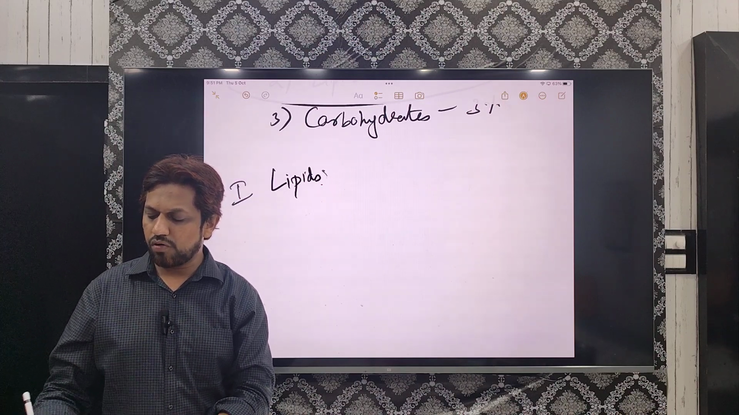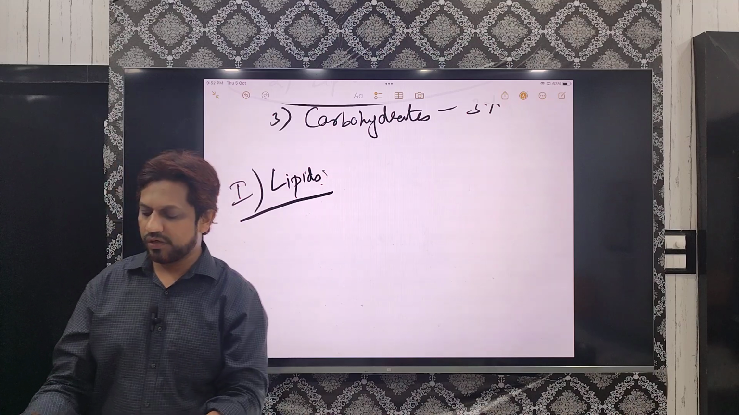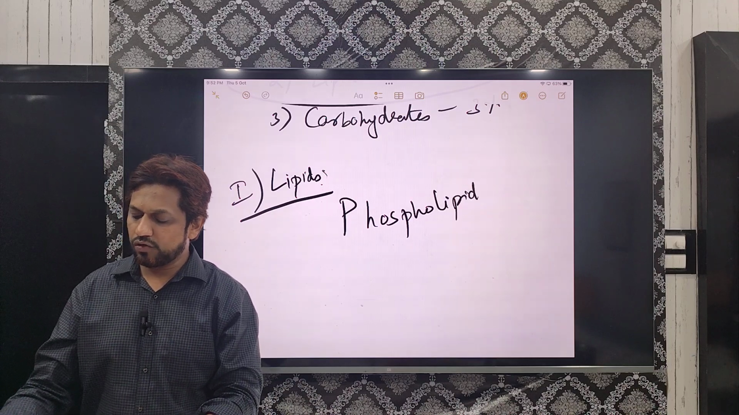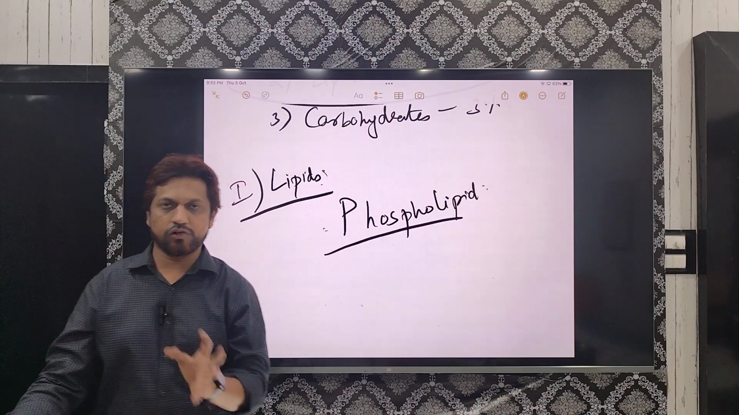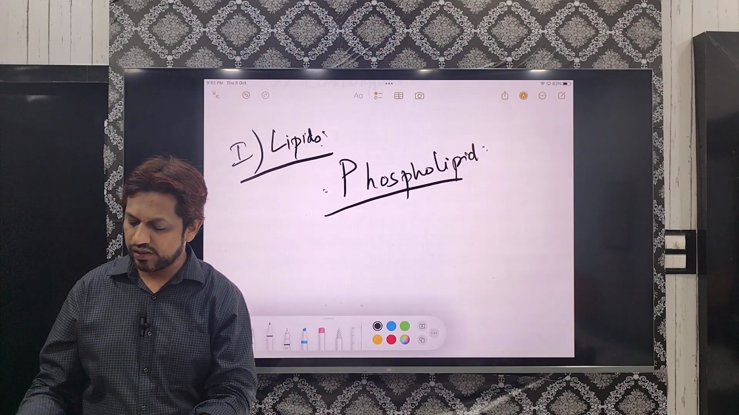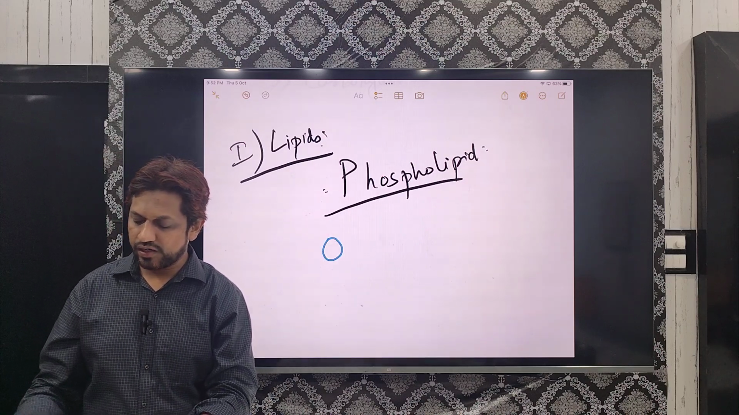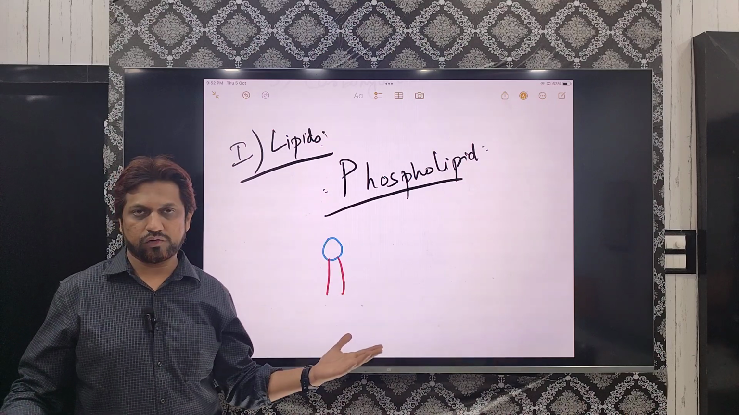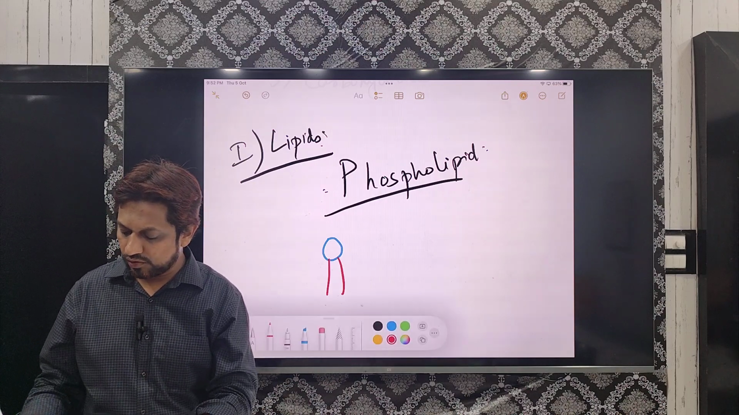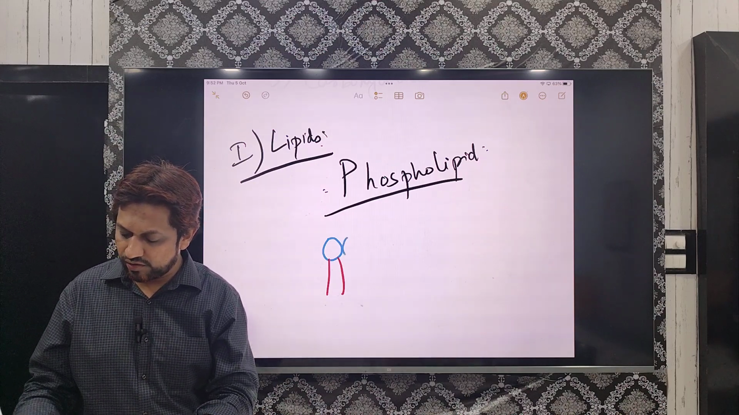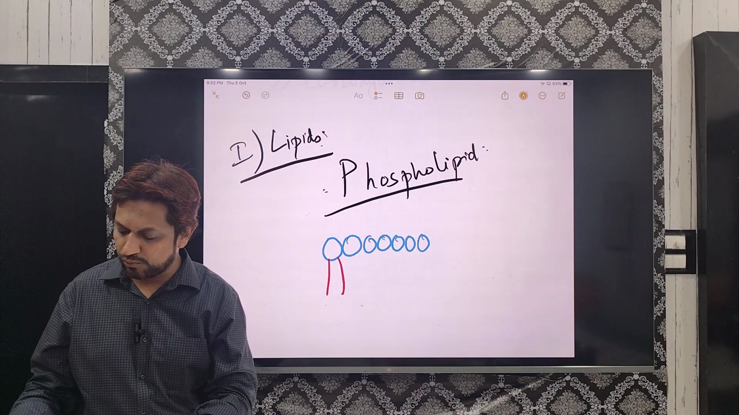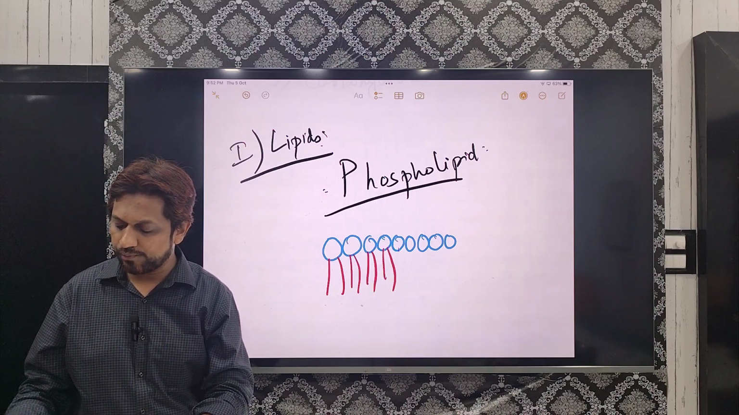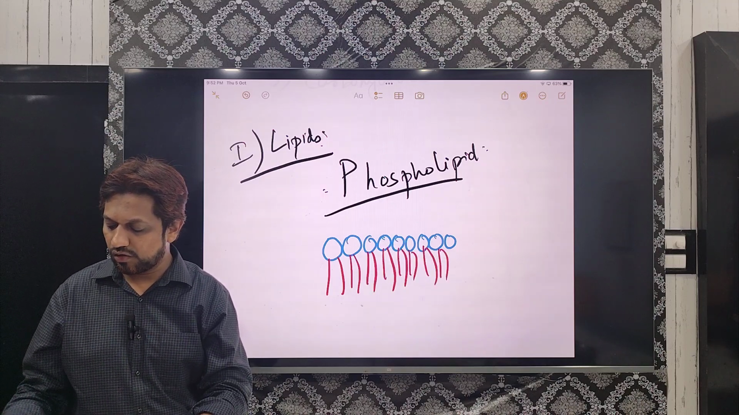The most common lipid present in the cell membrane is the phospholipid. If we look at the structure of a phospholipid, the molecules typically have one head and two tails. With this blue color I have drawn the head, and on this head there are two tails. These molecules will form one single layer. This is one single layer of phospholipid.